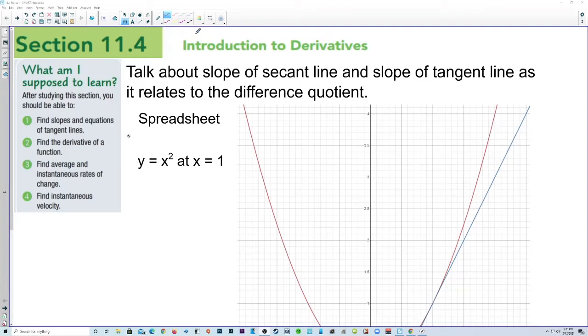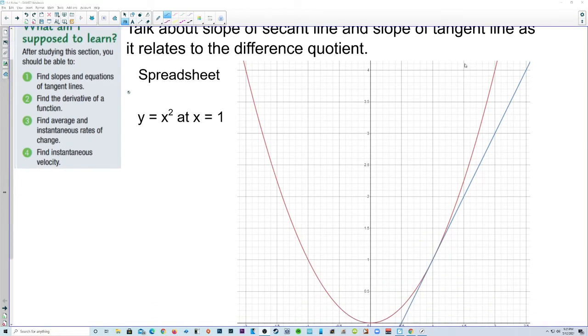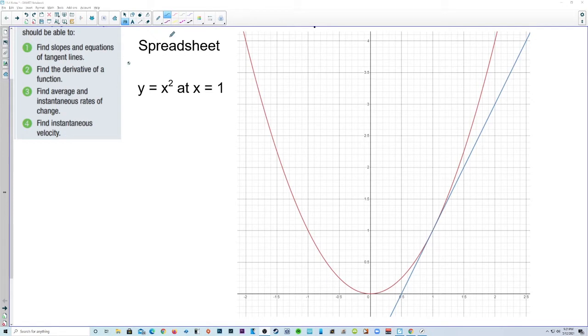This is section 11.4, Introduction to Derivatives. I'm going to talk about the slope of a secant line and the slope of a tangent line as it relates to the difference quotient. So let's find the secant line from the point (2, 4) to the point (1, 1). And so we have this secant line right here.